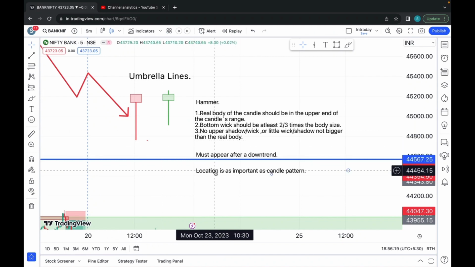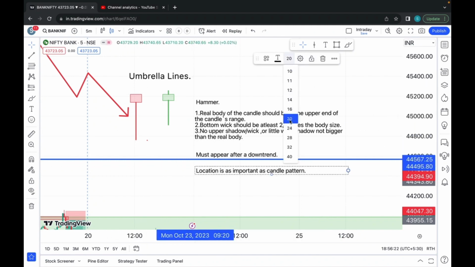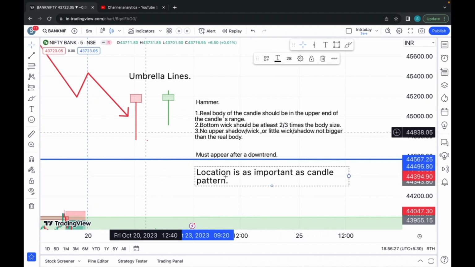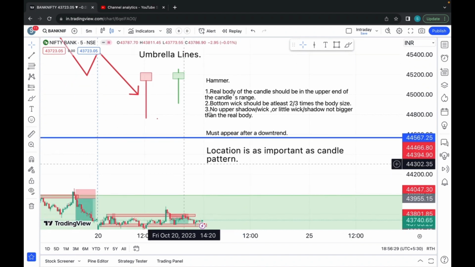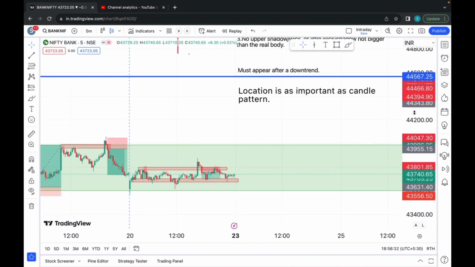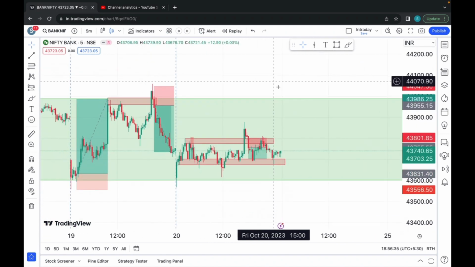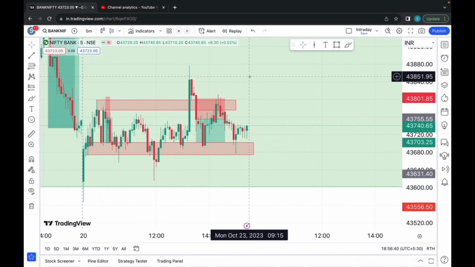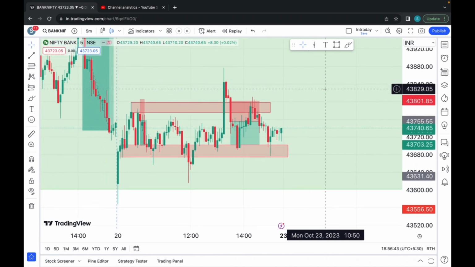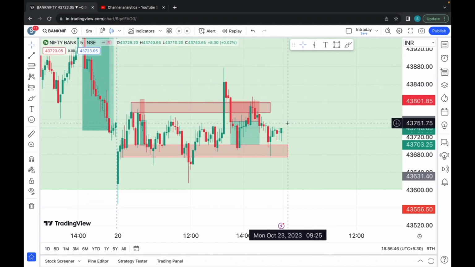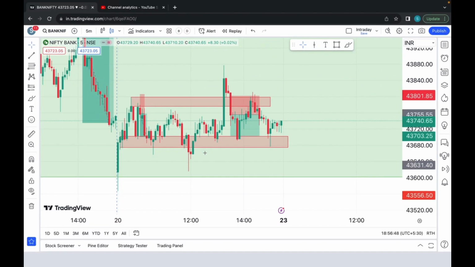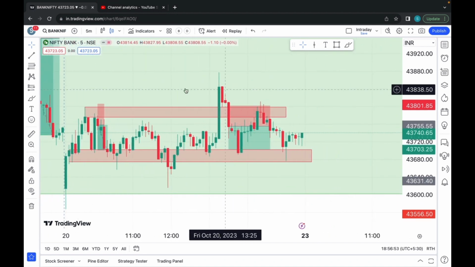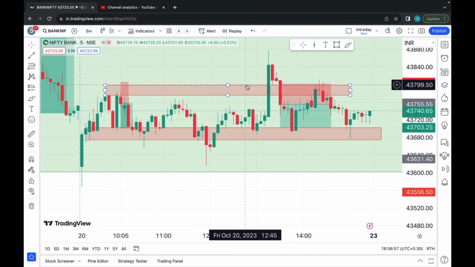And most important, location. Location is as important as the candle pattern. All right, so now let's look into our Bank Nifty. This is your Bank Nifty daily chart. This is our last working day. Today is 23rd of October, and this is 21st of October, and this is your previous day's chart. Now let's see where all we can find this hammer.